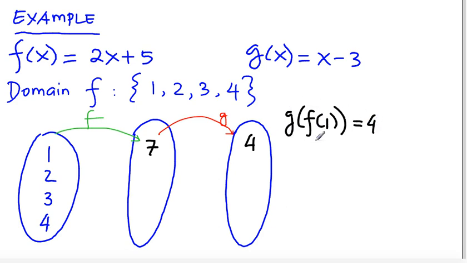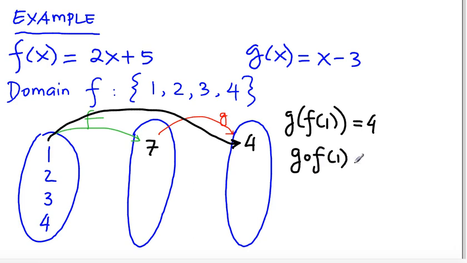This notation means you are finding something that goes right away from 1 to the end result, and that's the meaning of composition of function. You may also write it, as I said before, with another notation: g, and then a little circle here, f(1) is equal to 4. That's another notation for it.